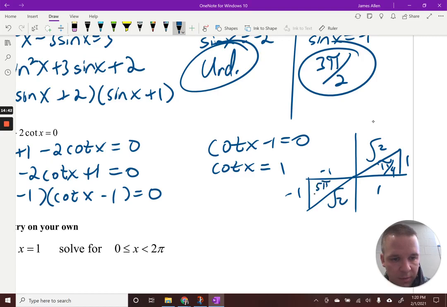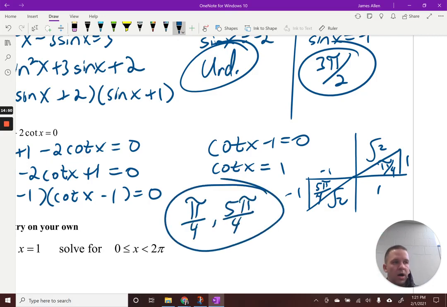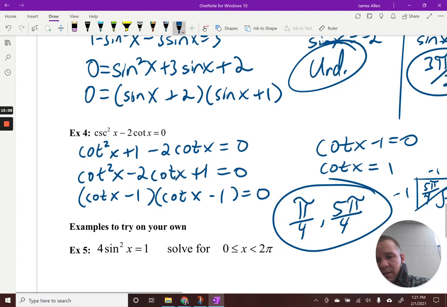This was 5 pi over 4. So pi over 4 and 5 pi over 4. Awesome. Very good. All right. So with the reciprocals, we often think about it as tangent, the reciprocal function of cotangent, and then lay it out. Awesome. Fantastic. Let's do it.